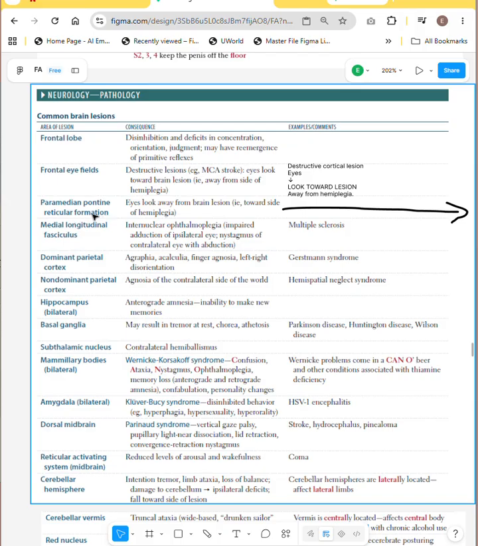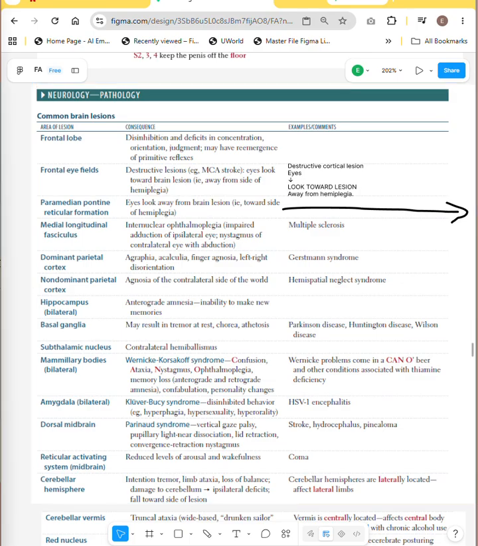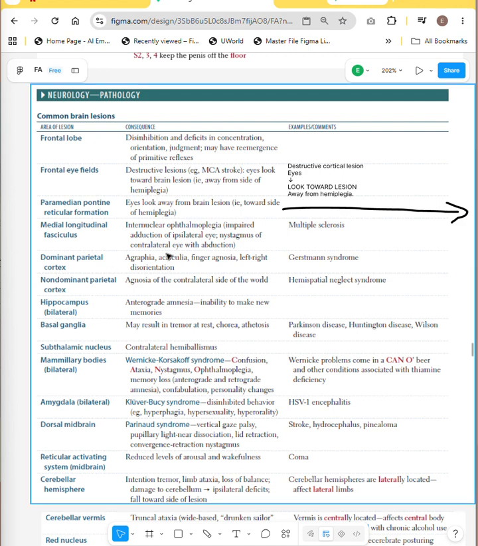formation, right? So the difference between a frontal eye field lesion and a paramedian pontine reticular formation lesion is that in PPRF, the eyes look away from the brain region, that is towards the side of hemiplegia, and in the frontal eye field, it was the opposite. Now, why does this happen? Suppose the left PPRF is damaged. The patient cannot look left. The intact right side pulls the eyes to the right. So the eyes look away from the lesion towards the side of the hemiplegia.